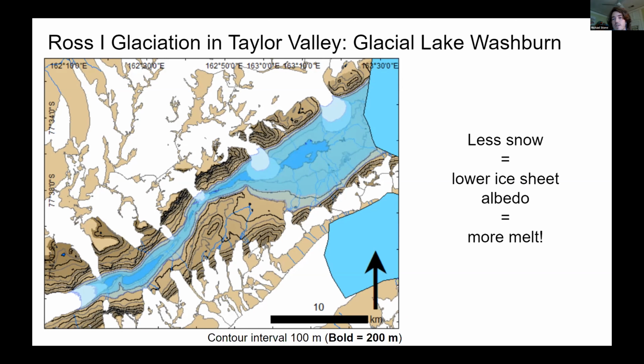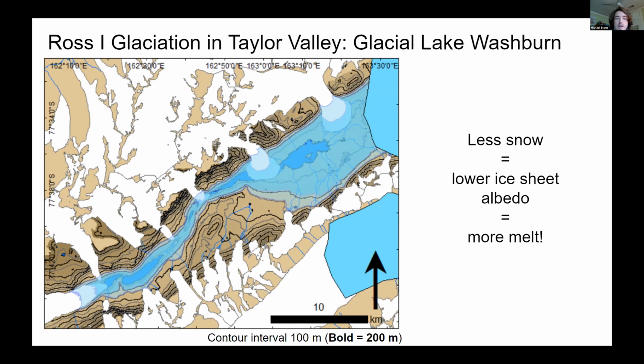During times when the Ross ice sheet was receiving more snow, the lake level would then drop because albedo would increase and melt would then decrease. And vice versa is true. If there's less snow, lake levels rise. This means that Glacial Lake Washburn is an excellent indicator of paleoclimate during this time. But to do that, we have to establish a chronology.